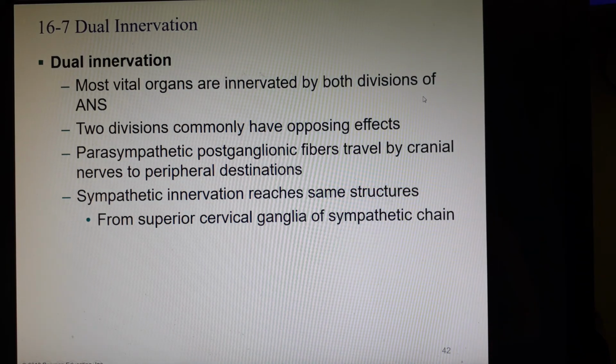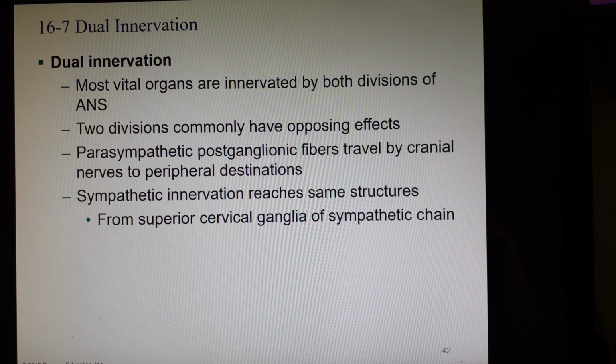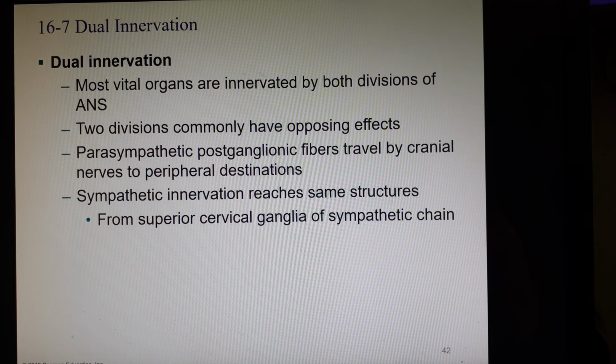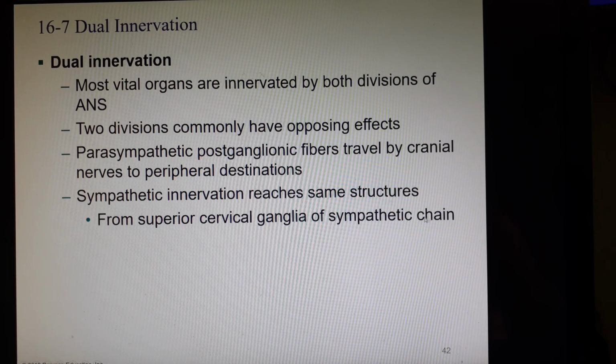Now, like I mentioned in the first video, most of your organs have what's called dual innervation, which means they can receive input from both the sympathetic and parasympathetic division, but they have to take turns because they often do opposite things. So if the parasympathetic division is in charge, then the sympathetic cannot be in charge. They have to take turns. Sympathetic innervation reaches the same structures from the superior cervical ganglia sympathetic chain that the parasympathetic ones do, and they travel by cranial nerves.